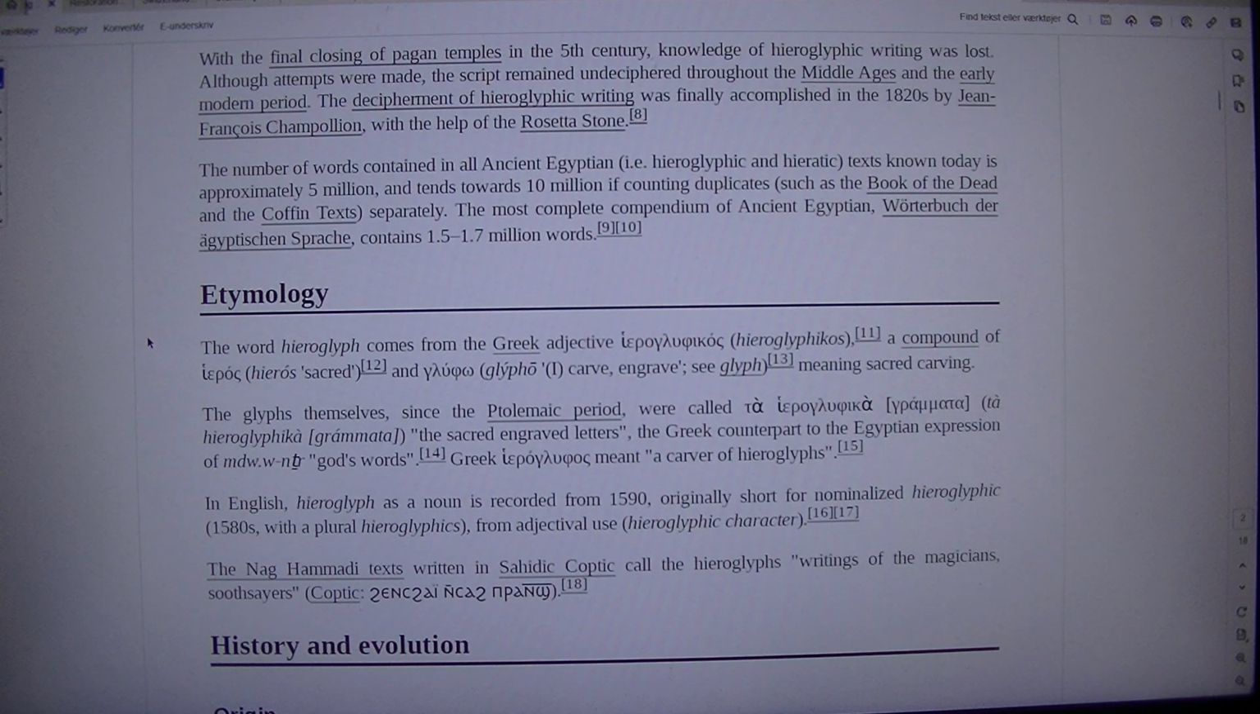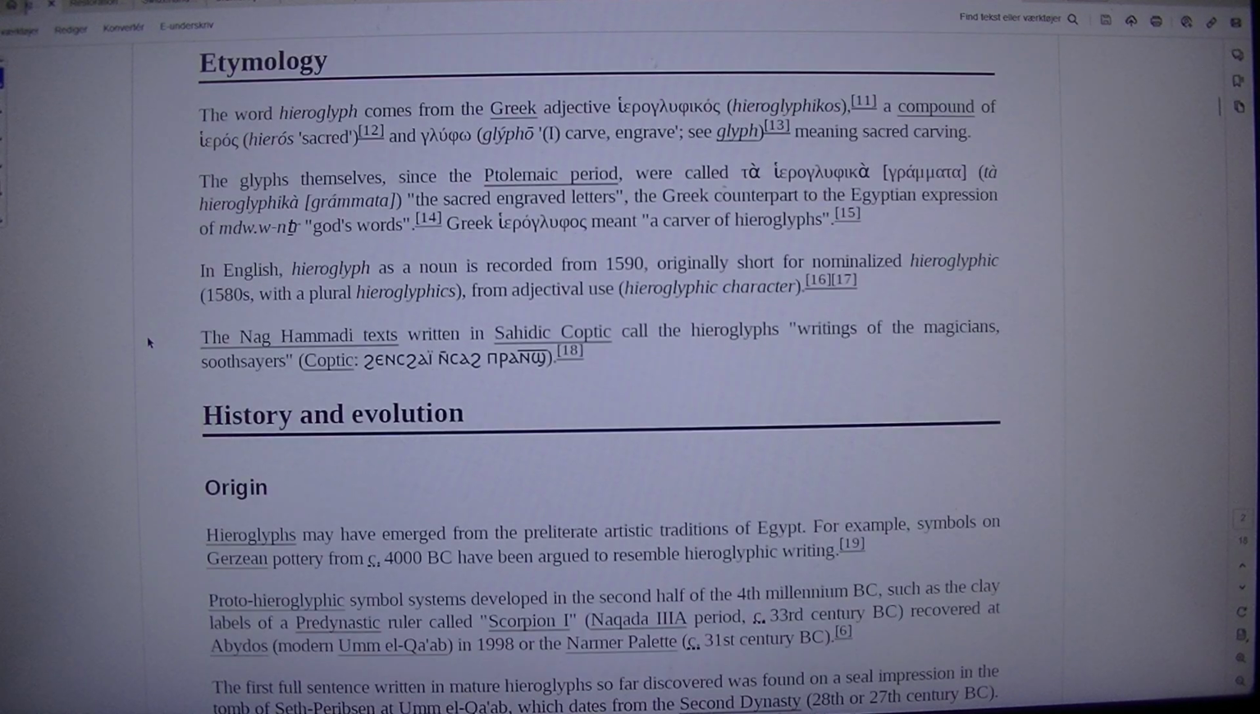Etymology. The word hieroglyph comes from the Greek adjective hieroglyphikos, a compound of hieros, sacred, and glyphō, carve, engrave, meaning sacred carving. The glyphs themselves, since the Ptolemaic period, were called hieroglyphika grammata, the sacred engraved letters, the Greek counterpart to the Egyptian expression mdw.w-nṯr, the God's words. Hieroglyphos in Greek meant a carver of hieroglyphs. In English.